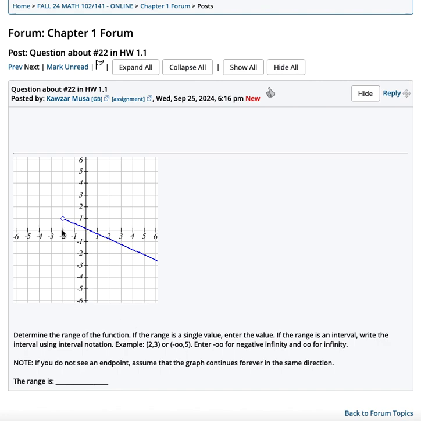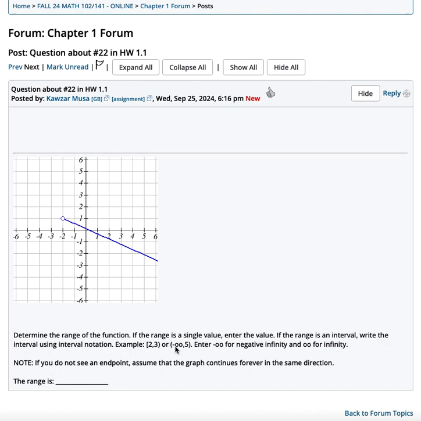You want to be careful not to involve this -2. That's an x value. That would go with the domain of the graph. This question is asking about the range. So it's asking about the lowest value on this y-axis, and it's asking about the highest value on the y-axis, which in this case would be at this 1.